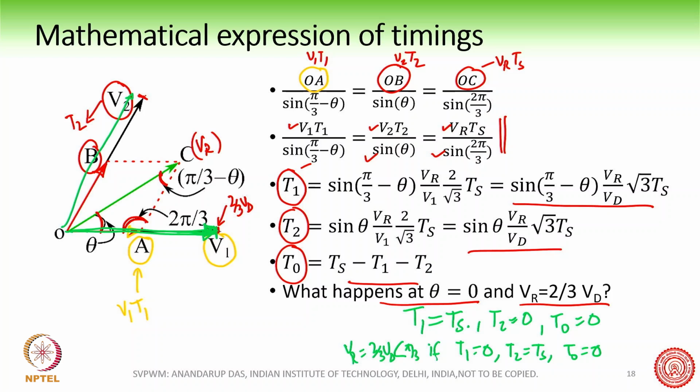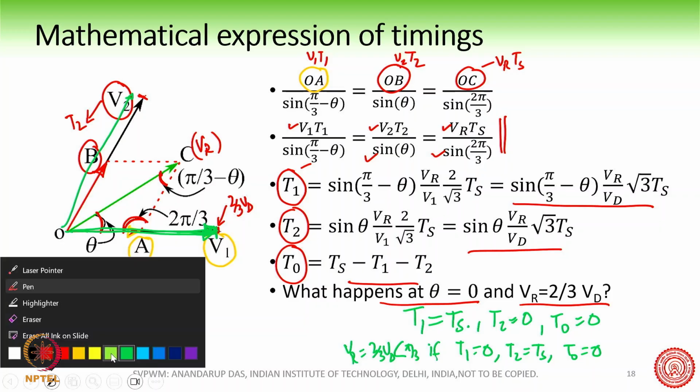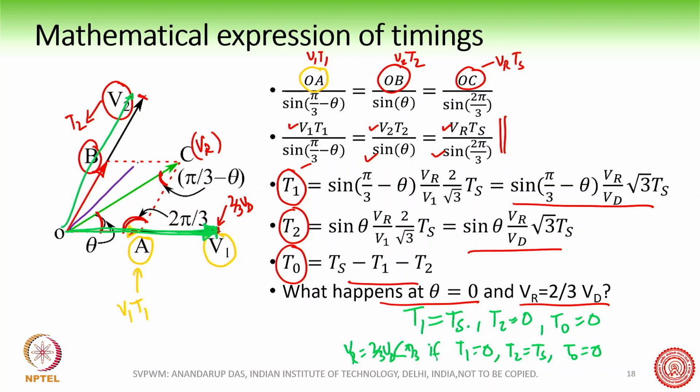Okay, so this is how we can actually manipulate or adjust the resultant vector. I can put the resultant vector at any other place, for example, here. And then accordingly I can choose the values of T1, T2 and T0. Therefore I can manipulate this resultant vector. So this is how space vector PWM is done.